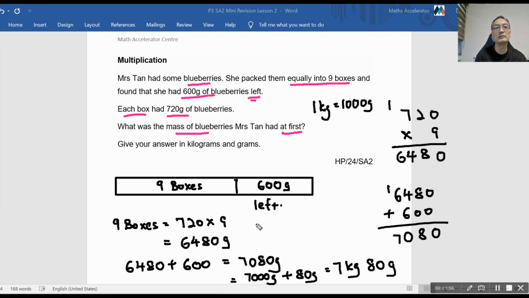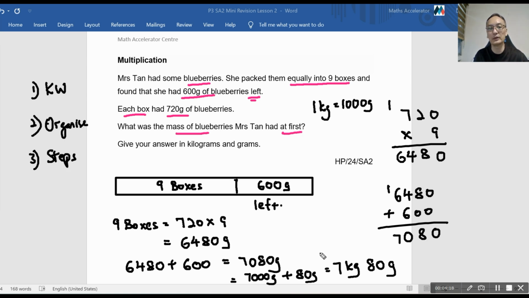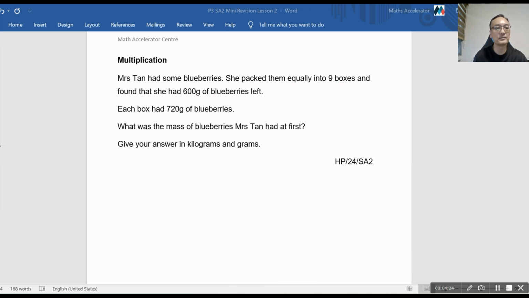So it's very important, after you read, you need to highlight the keywords. Then from there, step 2, let me write down over here. Number 1, you have to highlight the keywords. Number 2, you have to organize the keywords. And number 3, you carry out the steps so that you can reach for the answers. Alright, so now let's move on to the second question.